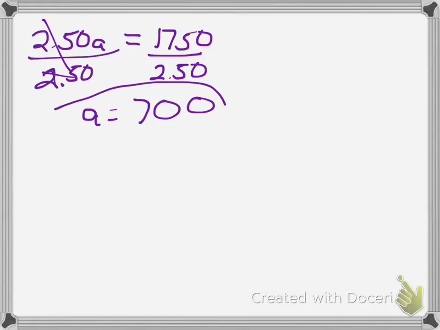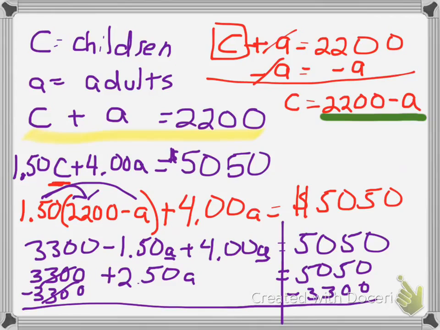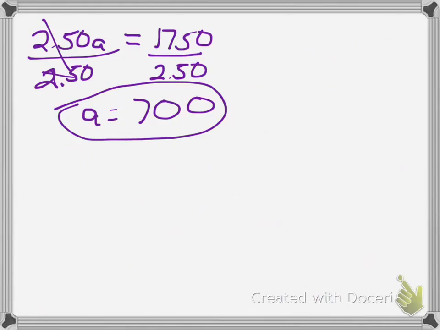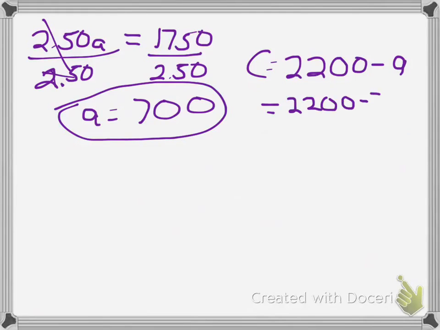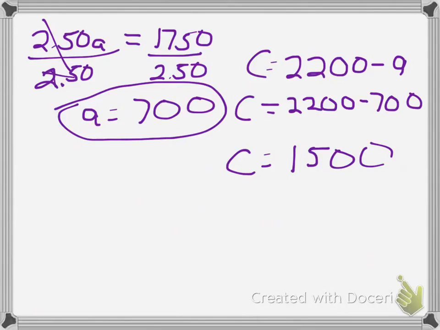Now, once you find this number, we could easily go back to this equation right here, C equals 2,200 minus A, which is what I'm going to do. And I can find the number of children, because the question wants to know how many of each I had. So plug and chug. Now I get the number of children, which at a fair would probably make more sense, that you had more children than adults. We should get 1,500. Alright, guys. Take care.